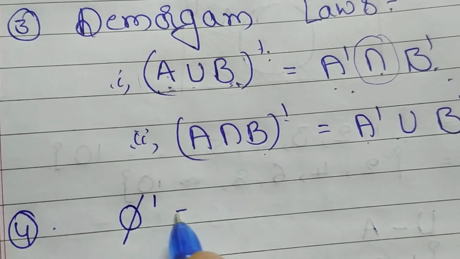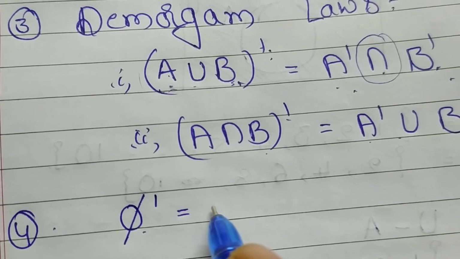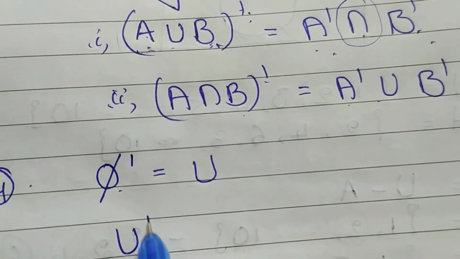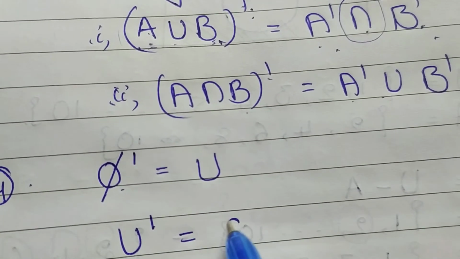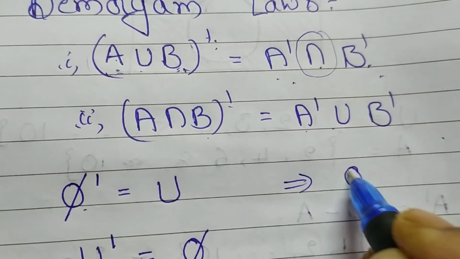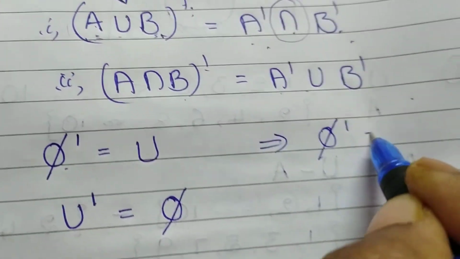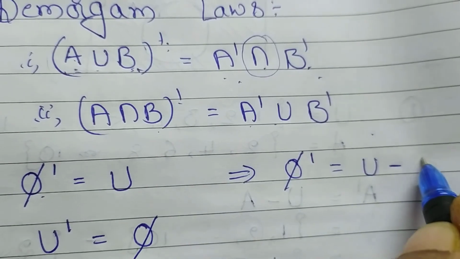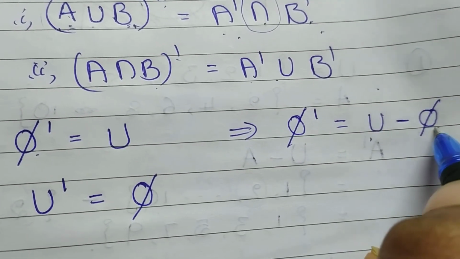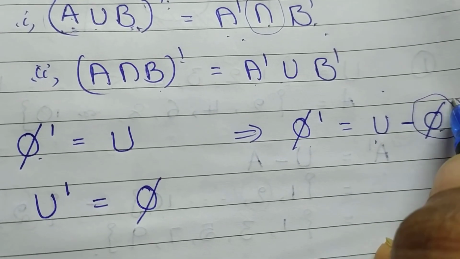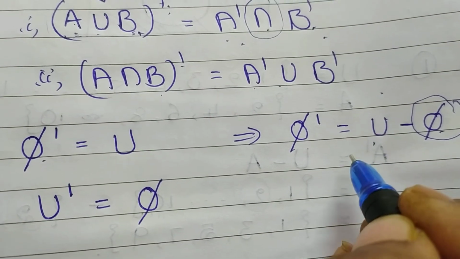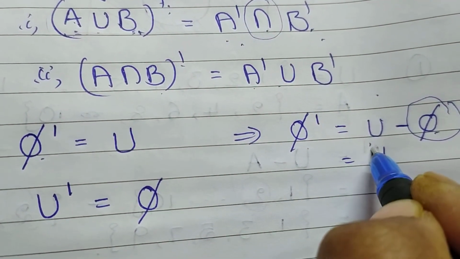Now coming to the fourth one, that is the law of empty set and the universal set. If I do the complement of an empty set, I am going to get the universal set. If I do the complement of a universal set, I am going to get the empty set. So why is it so? Empty set complement equals universal set minus empty set. So from the universal set, I should remove the elements of this empty set. We know that in empty set there won't be any elements, so you are going to get the same universal set.